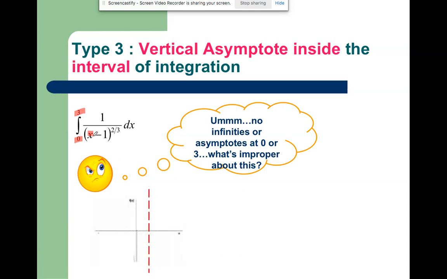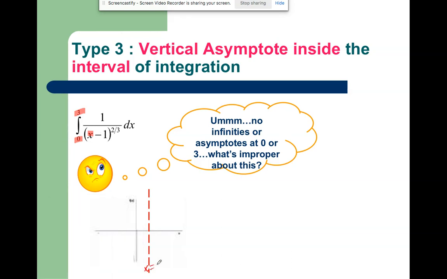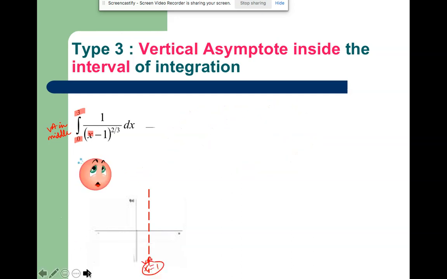Well, that's because x equals 1 is the vertical asymptote, and 1 happens to be between 0 and 3. There would be nothing improper about this if I was going from 2 to 3. But because my vertical asymptote is in the middle, this is improper. Well, then how do I replace it? Where do I put my improperness?